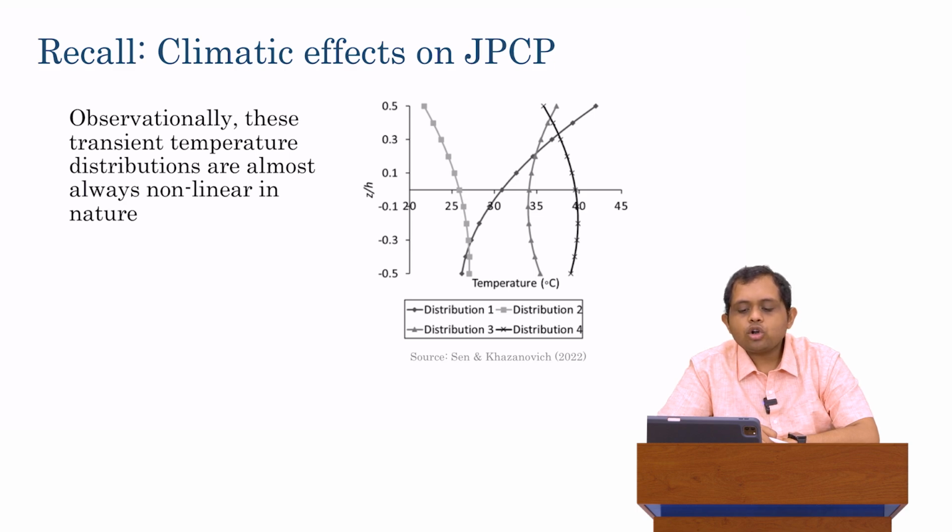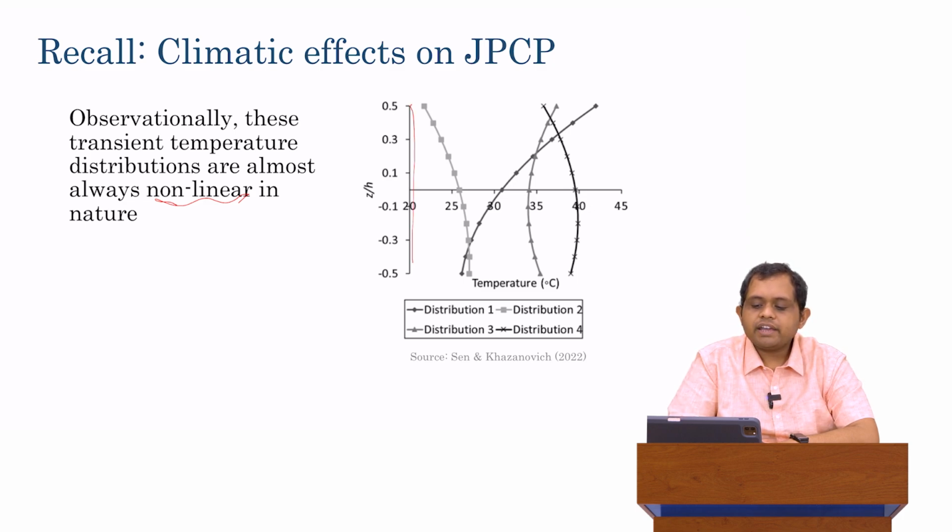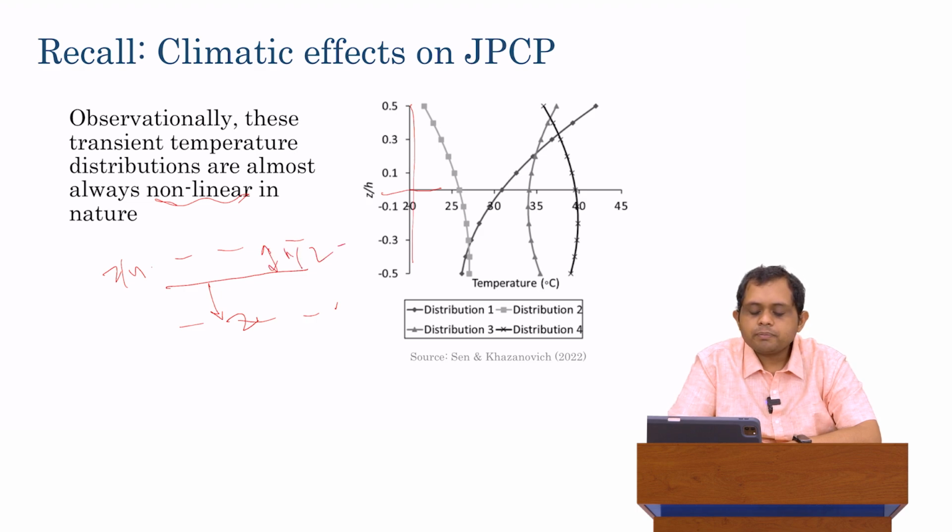Also, what we saw is that observationally, the temperature gradients, the temperature distributions which are developed in rigid pavements are almost always non-linear. In particular, I had mentioned, so for example, what I have over here, I've got Z over H. So this is through the depth of the pavement where Z is equal to 0 is along the neutral plane. So basically, if this is my pavement, then this is Z. This is the top surface. This is the bottom surface. So Z over H over here is the neutral plane, which is always at H over 2 for plain concrete. So the Z over H over here is minus 0.5 because it's pointing downwards, and here it's plus 0.5.